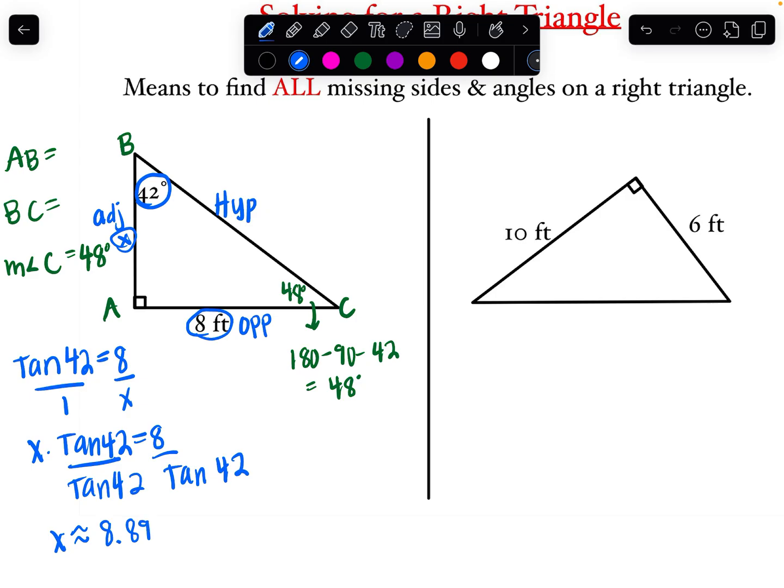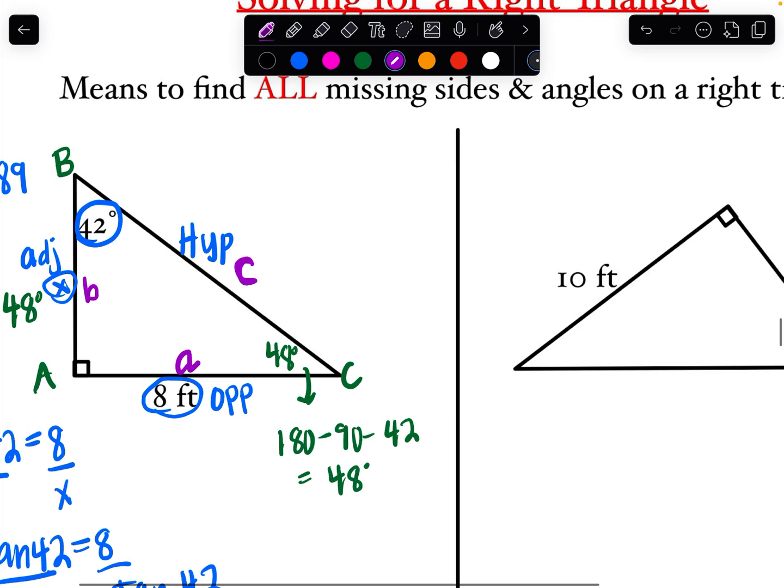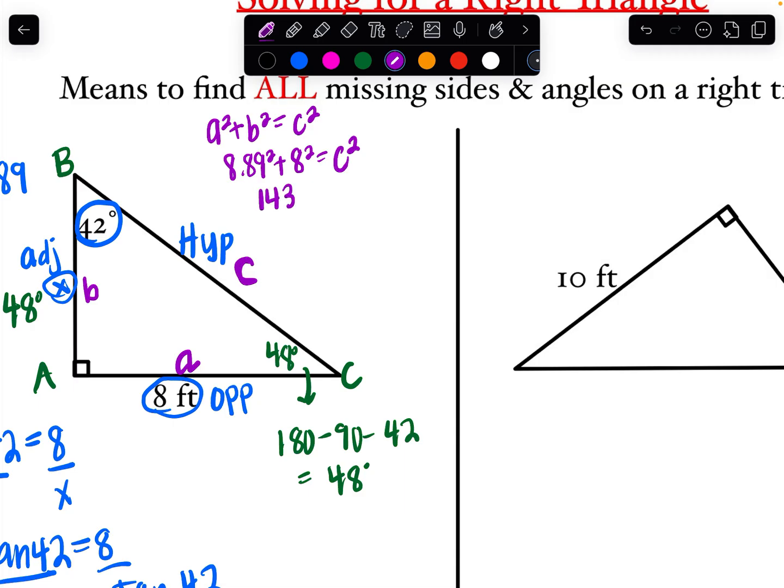And then to find our last side, we can use the Pythagorean theorem. So now I'm going to relabel my sides as a, b, and c. I know the hypotenuse has to be c. I'm going to call that a and that b. So a squared plus b squared is c squared, which means 8.89 squared plus 8 squared is c squared. And if we do 8.89 squared plus 8 squared, we get 143.0321 equals c squared.